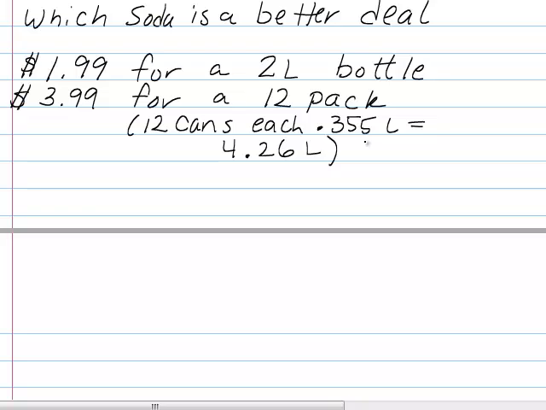355 thousandths of a liter. If I multiply 12 cans by 355 thousandths of a liter, I get that there are 4 and 26 hundredths of a liter in a 12-pack of soda. Okay, so which is the better deal? Well, let's look at the unit cost.